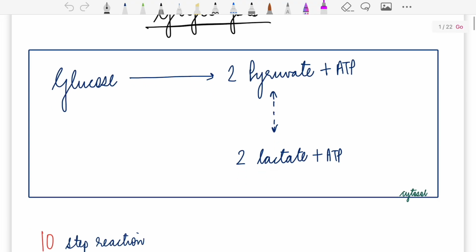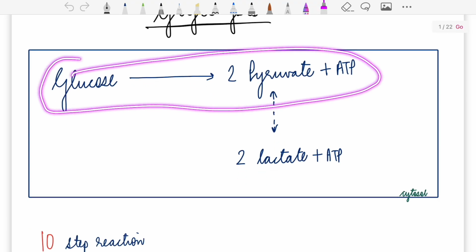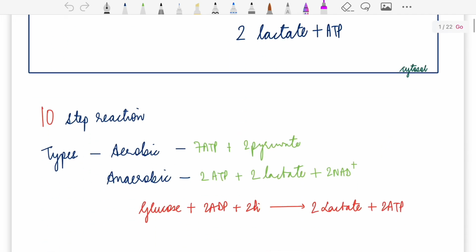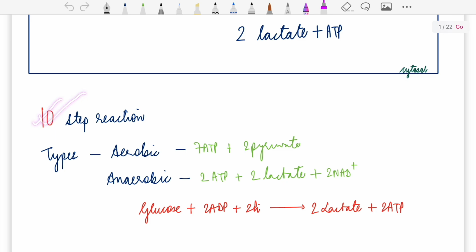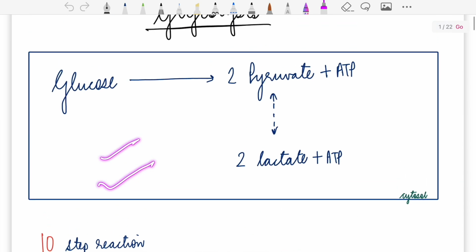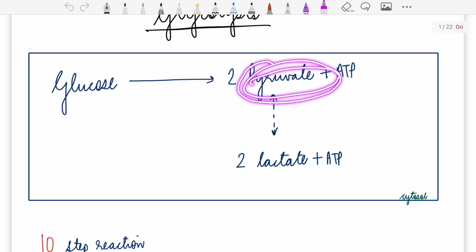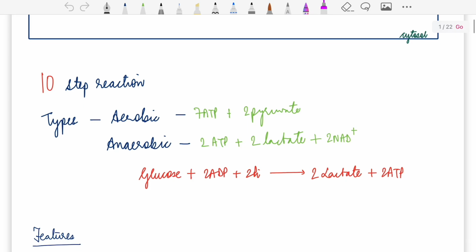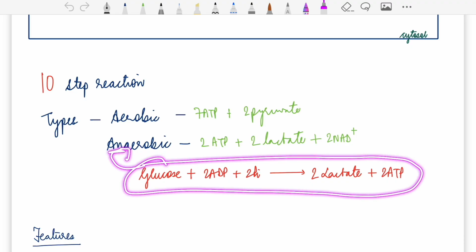Moving further, this process of glycolysis takes place in the cytosol, or basically the cytoplasm. It is a 10-step reaction and it is of two types, aerobic or anaerobic. The one in which pyruvate is generated is the aerobic one, and lactate is the anaerobic one. In aerobic, the end product is 7 ATP plus 2 pyruvate, and in anaerobic, we get 2 ATP plus 2 lactate plus 2 NAD plus. This reaction basically shows the anaerobic type of glycolysis.